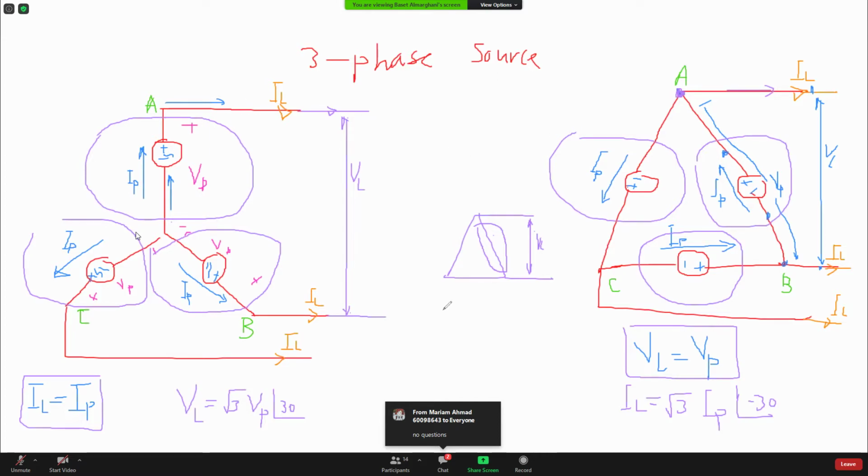Okay, now if we know this, this is very helpful for the rest of the semester. Those basics are very important for the rest of the semester. Then we learned last time something else we called the phase sequence. So what is the phase sequence? Because I have 3 phases.